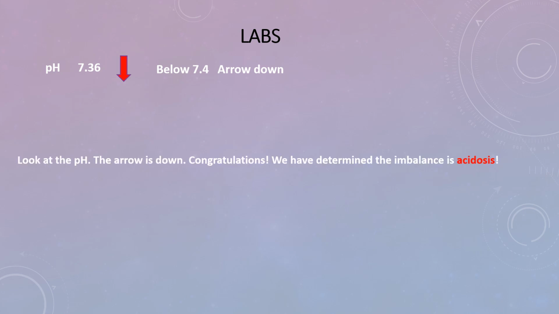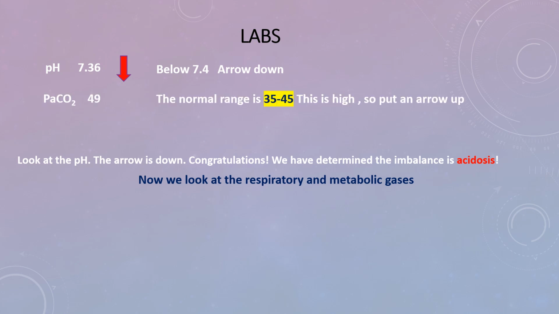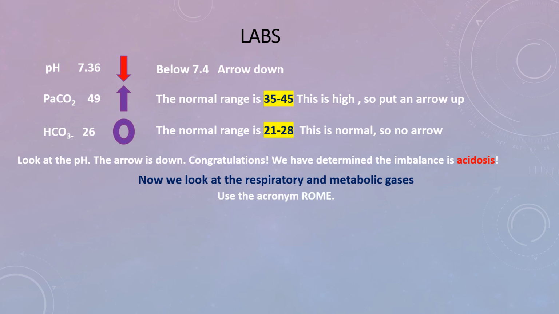Let's interpret some labs using the Pegasus bullseye method. Our patient has a pH of 7.36. That is below 7.4, so we put an arrow down. Look at the pH. The arrow's down. Congratulations, we've determined that the imbalance is acidosis. Now we look at the respiratory and metabolic gases. The PaCO2 is 49. The normal range is 35 to 45. So 49 is high, we put an arrow up. The HCO3 is 26. The normal range is 21 to 28. This is normal, so no arrow, it hit the bullseye.